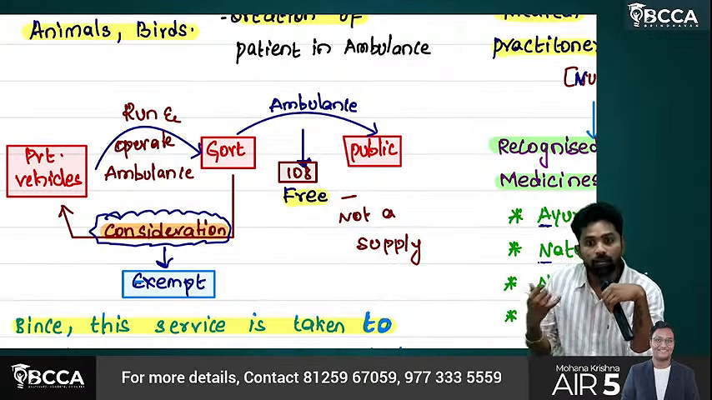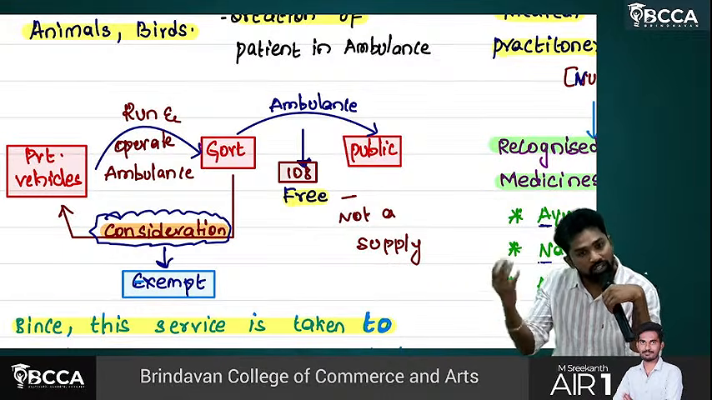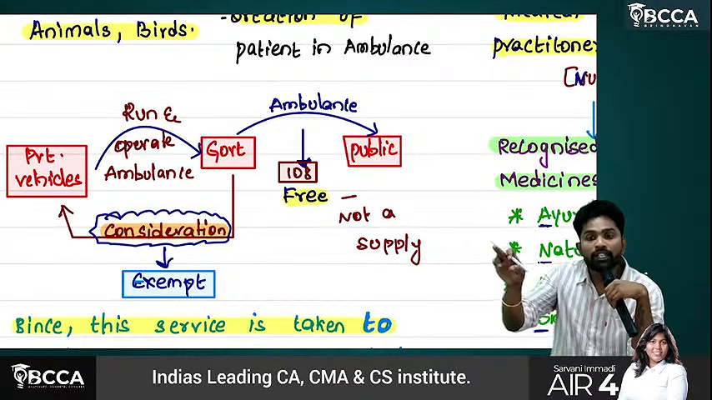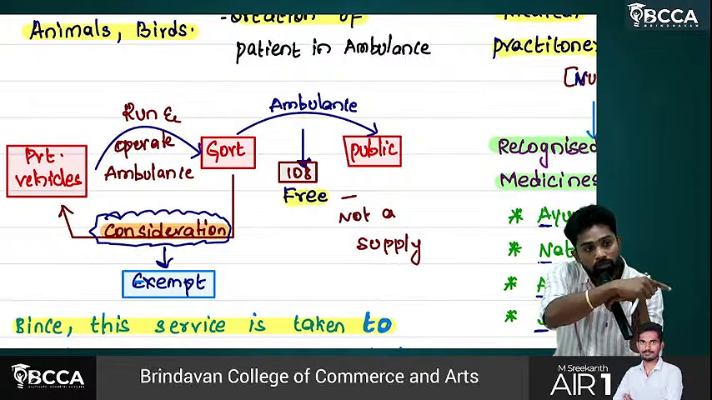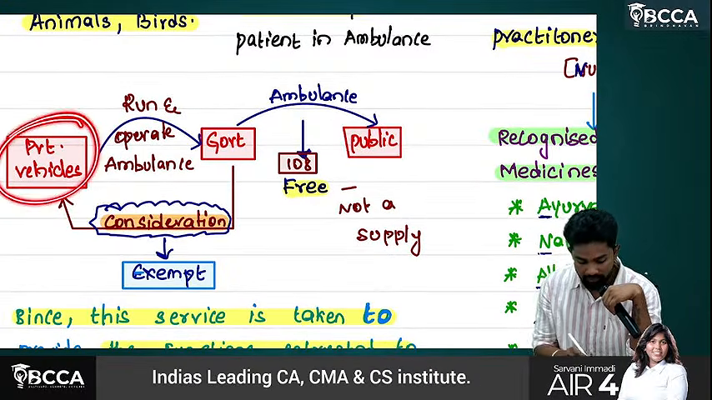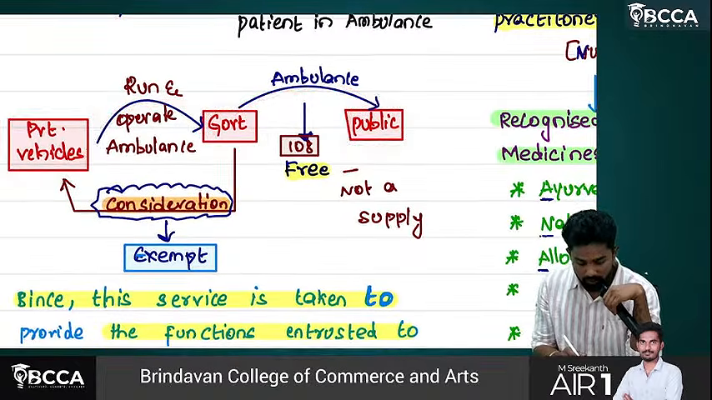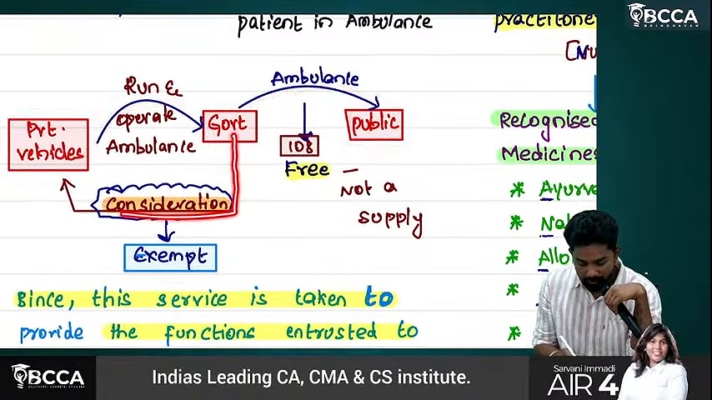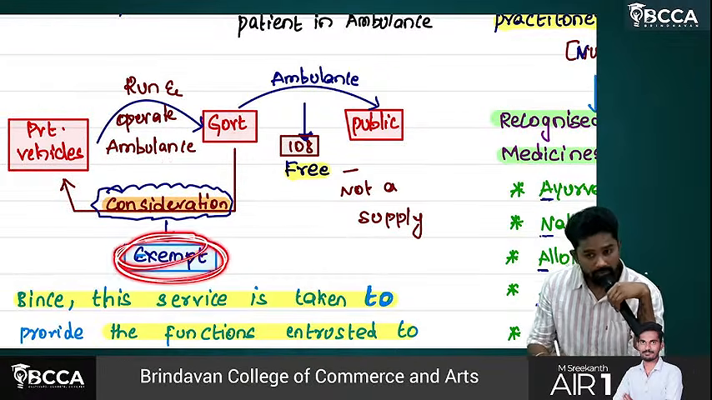Sir, for us, the ambulance service is provided by the government with no consideration at all, so it's not even a supply. But to provide that ambulance service to us, the government is taking the service of whom? The private ambulance service providers. These private vehicles run and operate ambulance services for the government. The government again provides the ambulance to whom? The public. So the question is whether this consideration paid by the government to the private vehicle is taxable or exempted. It is exempted.